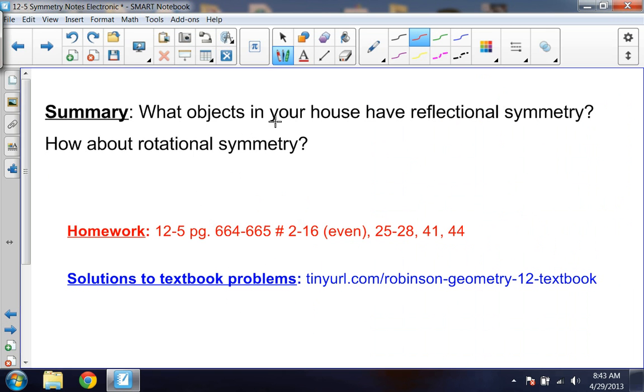So in summary, if you're watching this at home, I want you to see what objects in your house have reflectional symmetry or rotational symmetry. And here's the homework for tonight. I recorded, over the weekend, some solutions to some textbook problems, which you can see. Most of the problems are not homework examples that you used, but at least you'll be able to get an example of some of the more challenging problems and things that you can work.